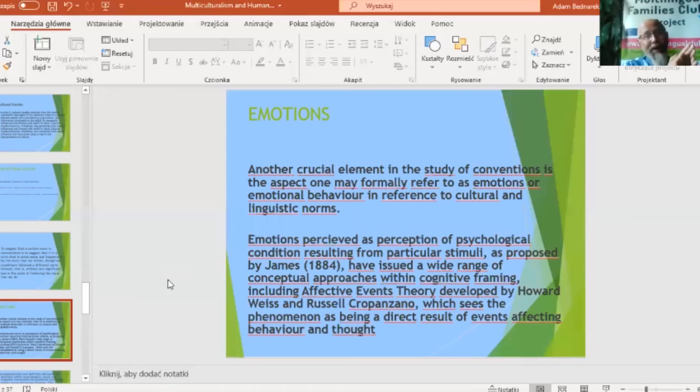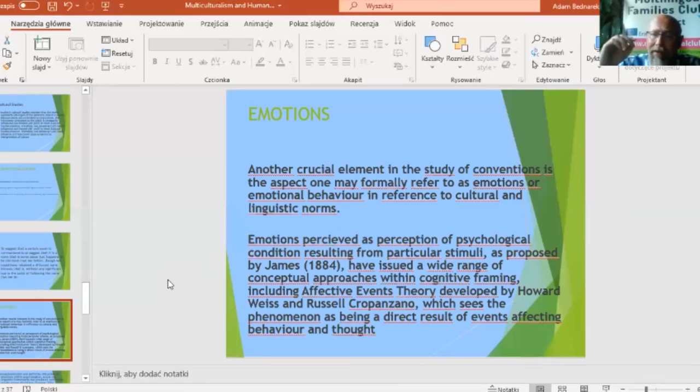And this has pretty much to do with our emotions, right? It is the study of what is an emotion. Now, I'm not going to try to give you a lecture on psychology, but basically emotions are perceived as perception of psychological condition resulting from particular stimuli. Right? The first original definition from 1884.